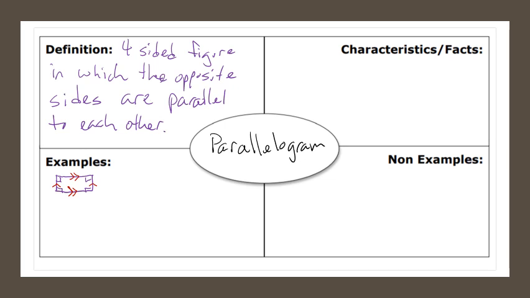Another special parallelogram is a square. All four sides are equal and you have right angles. Once again, top and bottom are parallel, and left and right are parallel. A generic parallelogram will look something like this, where the top and bottom sides are parallel and the left and right sides are parallel to each other.